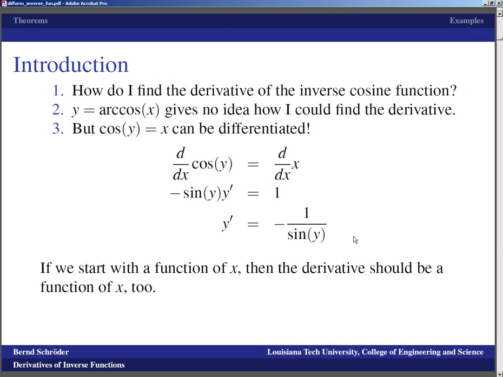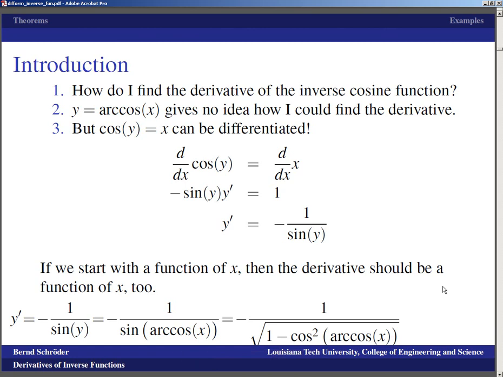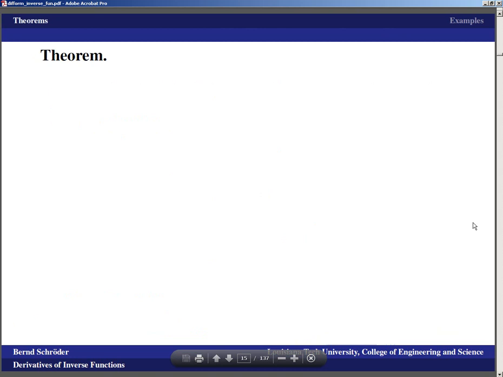But if we start with a function of x, then the derivative should also be a function of x. And so y prime we know is negative 1 over sine y. Well, that's negative 1 over sine of arccosine x. So if I can replace the sine with a cosine, I would be in business. And of course the sine is replaced with a cosine by realizing that sine of anything is the square root of 1 minus cosine squared of that anything. So here we get negative 1 over square root 1 minus cosine squared of arccosine of x. And that's negative 1 over square root 1 minus x squared.